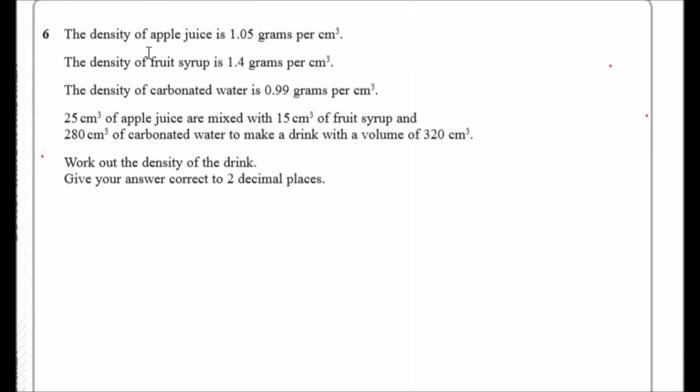So check this out. So the density of apple juice is 1.05 grams per centimeter cubed. Okay, before we answer this, let's just go ahead and write the density formula, yeah? So we can say that the density is always equal to the mass, which is represented in grams, per centimeter cubed, which is a volume. So this is sometimes how I remember it. I just look at the information.